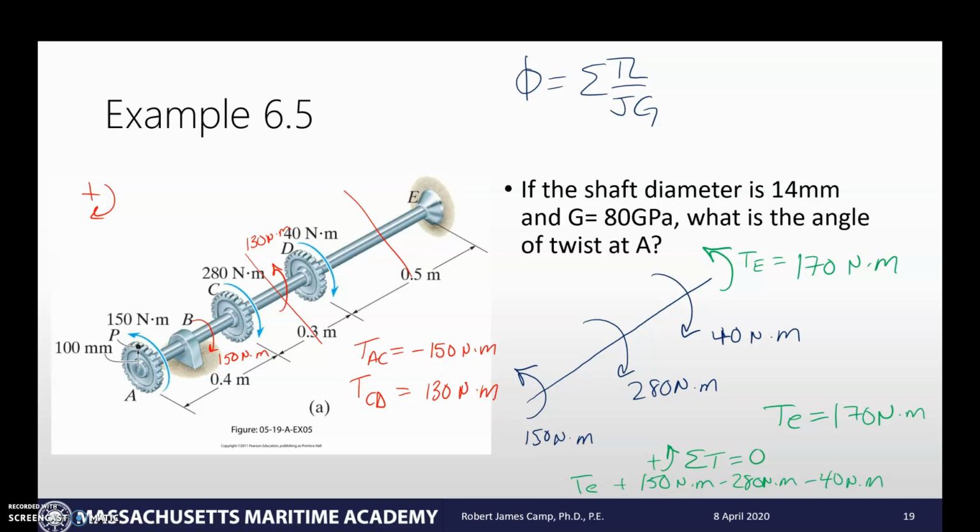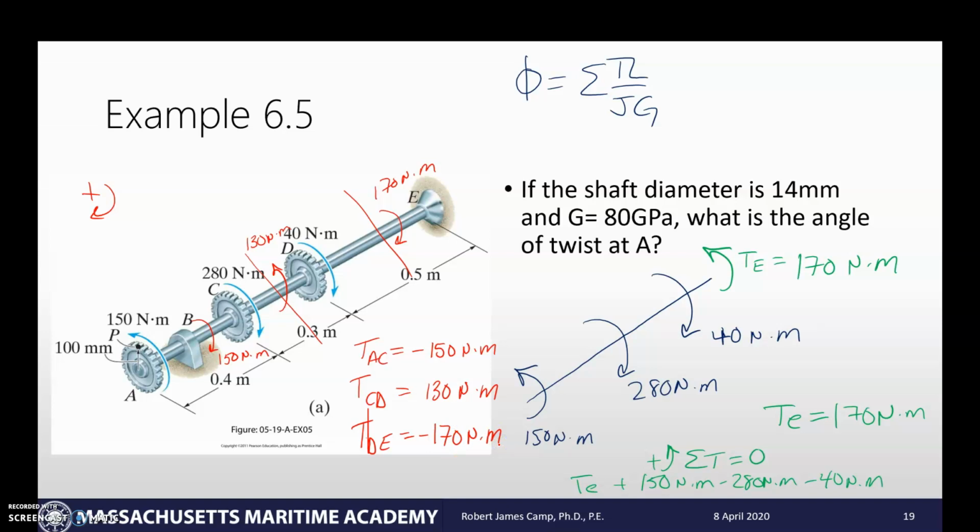Okay, so as I get here and do a free body diagram about this cut, I've got 150 going this way, 280 going that way, and 40 going that way. The only way that that is going to balance everything out is if I have this torque here of 170 newton meters going in the negative direction. So TDE is equal to negative 170 newton meters.